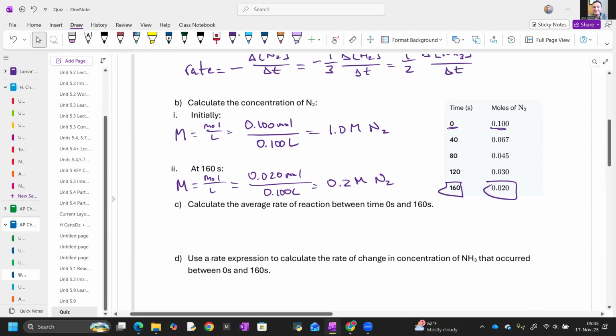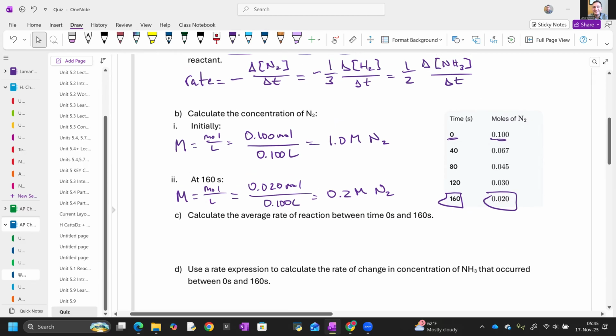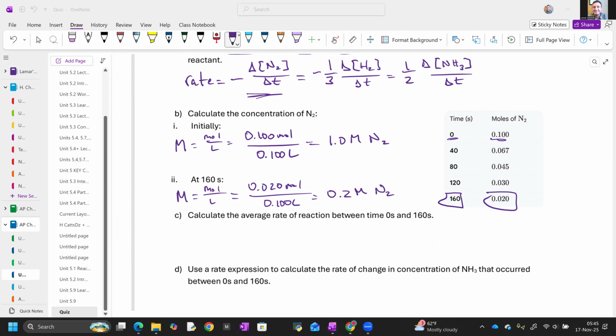Now, we want to calculate the average rate of the reaction between time 0 and 160. But we only have data for N2, and the good thing is we have a rate expression for that as well. So we can use our rate expression to determine the average rate of the reaction. So rate is going to be equal.